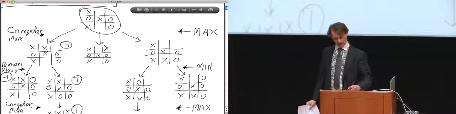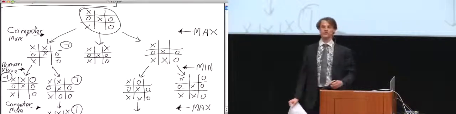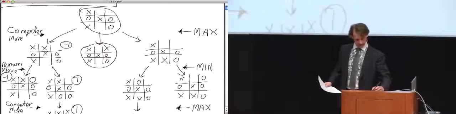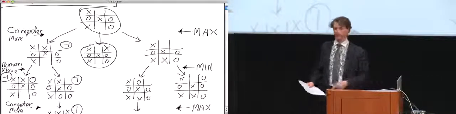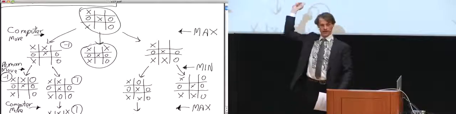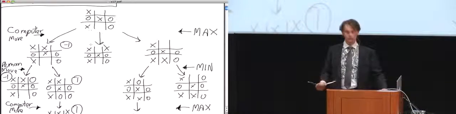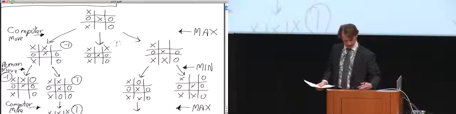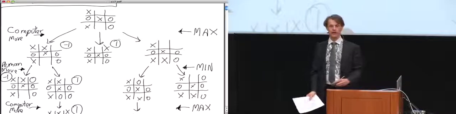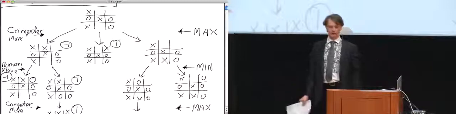We backtrack now to the root. We've scored its leftmost child. Now let's score its second child. So what is the score of this grid here? Well, that grid has 3 X's in a row, so that is a win for you. So that gets a score of 1. And we're done, because the game's over there.